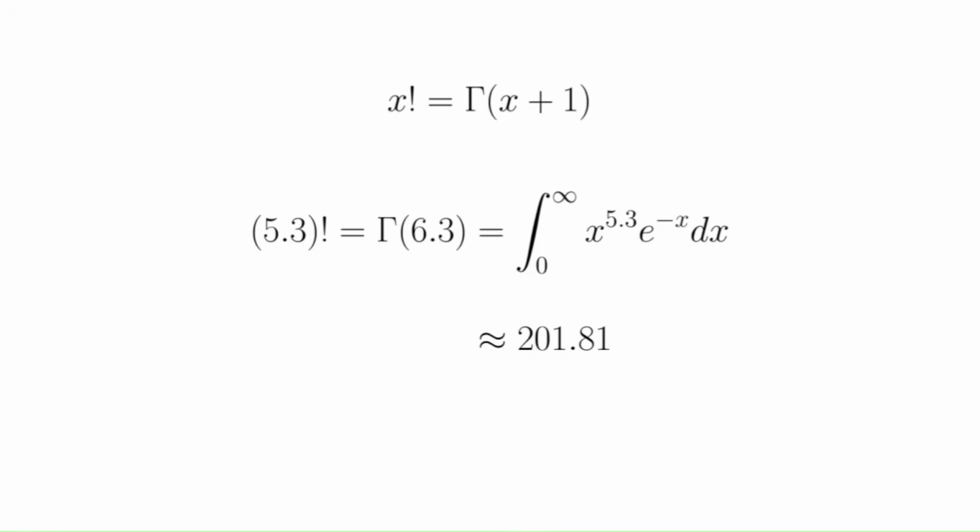So if x is, say, 5.3, how would we define 5.3 factorial? Well, it's defined to be gamma of 6.3, which is defined to be this integral. Now, to actually figure out this integral, you would need to use some numerical approximation techniques or a computer to get that this integral is approximately 201.81. But that's how 5.3 factorial is defined.